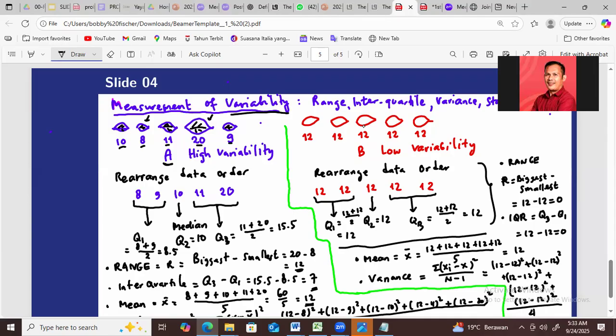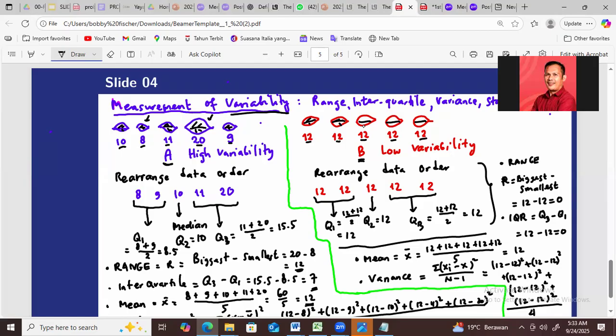And we take another example on this side here, which is data set B. In this data set B, we have equal dimensions of the leaf. The first one is 12 centimeters, and the second one is also 12 centimeters. The third one also 12 centimeters. The fourth one, 12 centimeters. And the last one, the fifth one, is 12 centimeters. So we say that there is no or low variability in this data set.